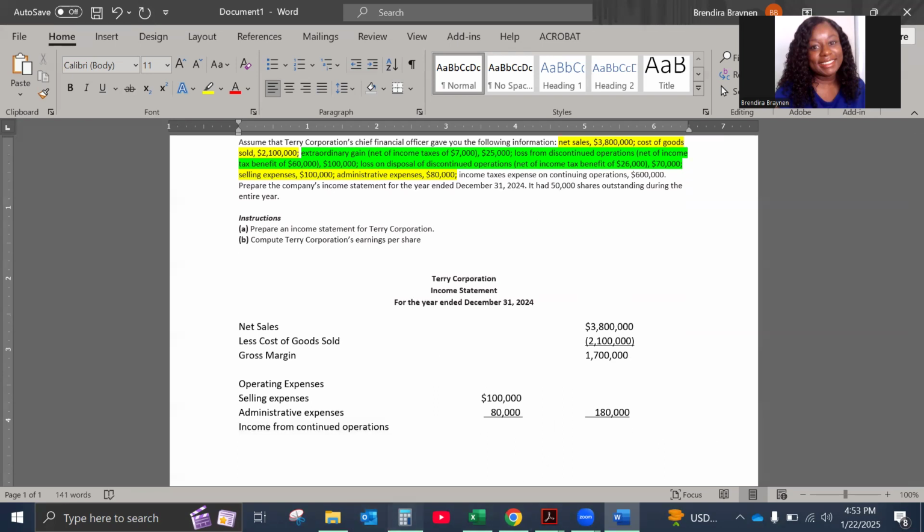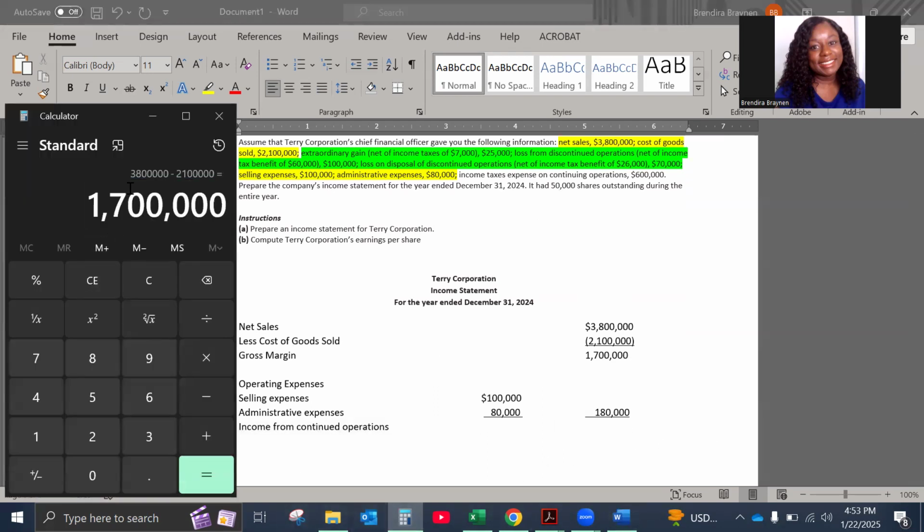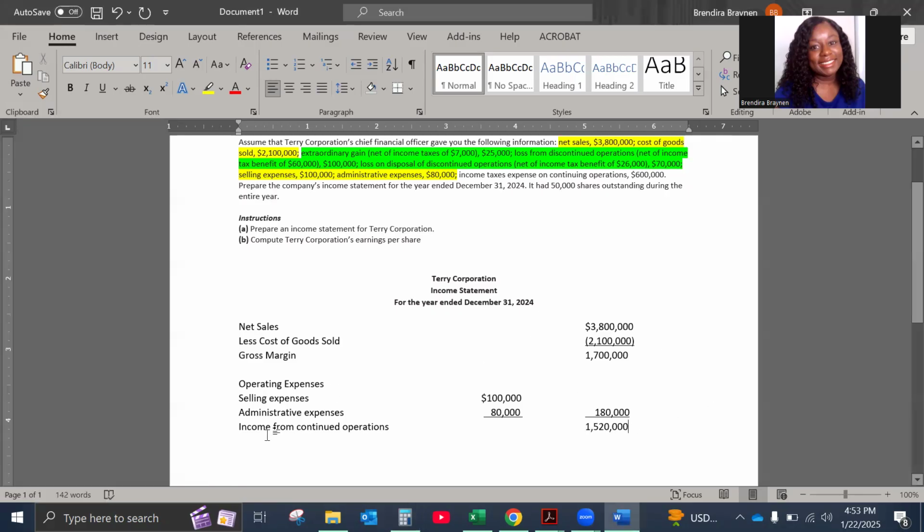So when we take the 1.7 million minus that 180,000, we're going to get 1,520,000. So I'm going to paste that in there. That is my income from continued operations.